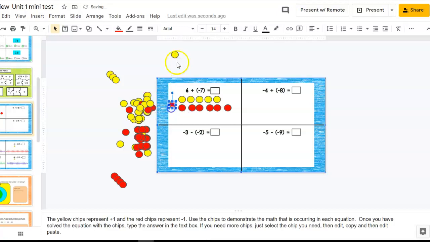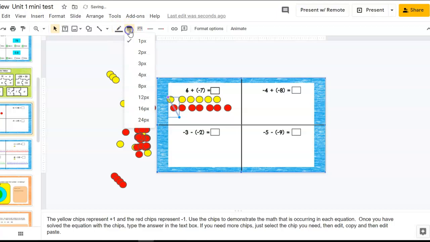Or you can keep them here and go up to the line and cross them out. You can make your line bolder. Go to your line and cross your 0 pairs out. I am taking a red and a yellow and I'm crossing them off. Those are my 0 pairs. They cancel each other out.